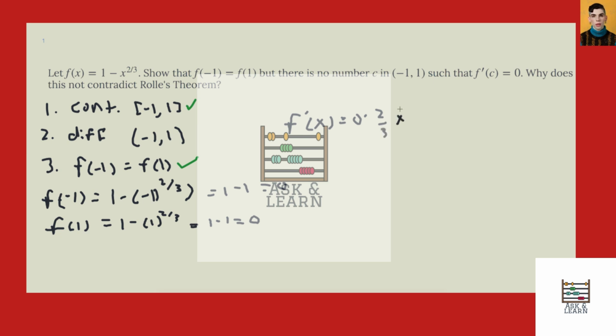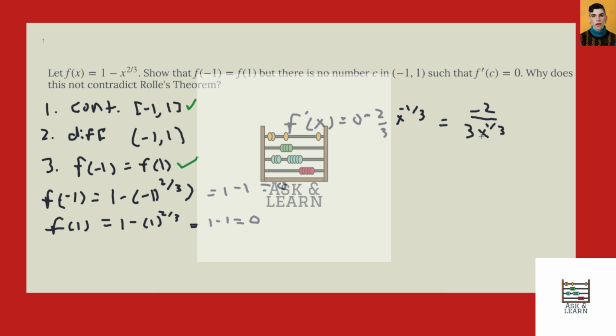The 2/3 minus 1 is just negative 1/3. Remember, there's a negative right here, because we bring down this negative 1. So important note, this is negative 2 over 3x to the 1/3.